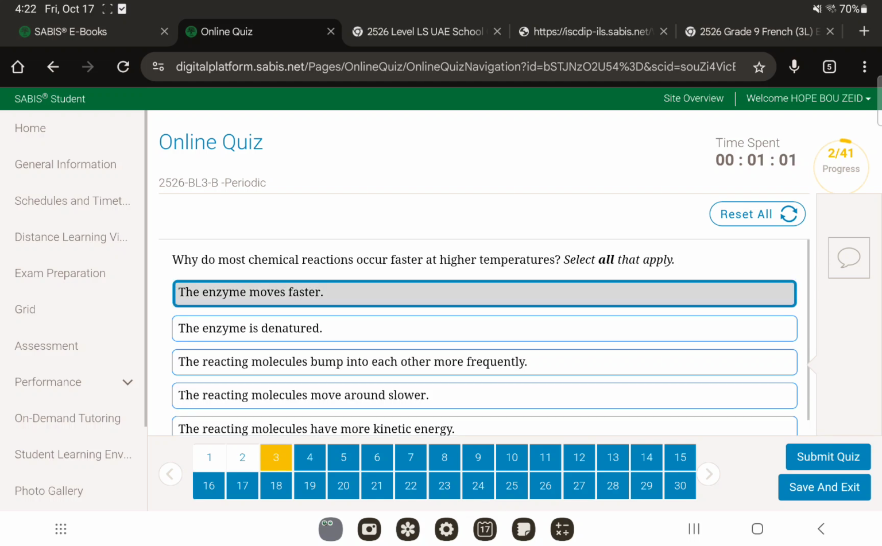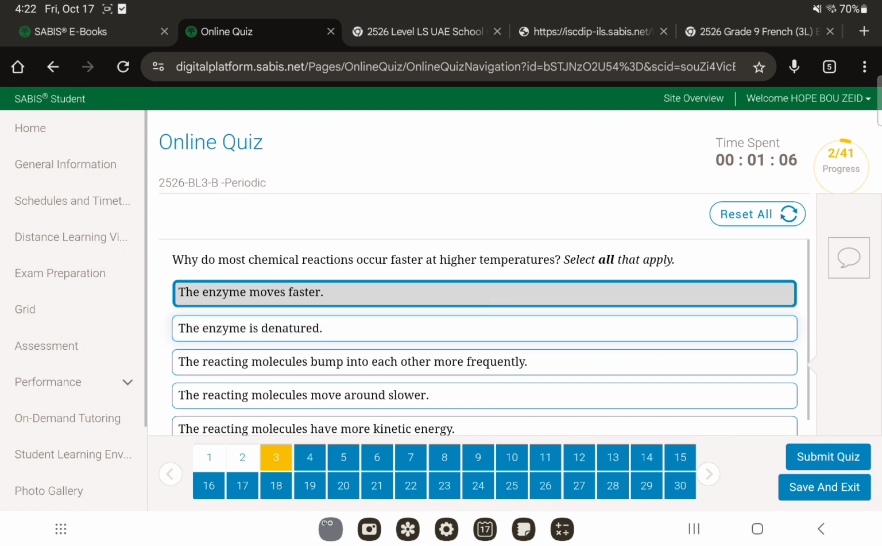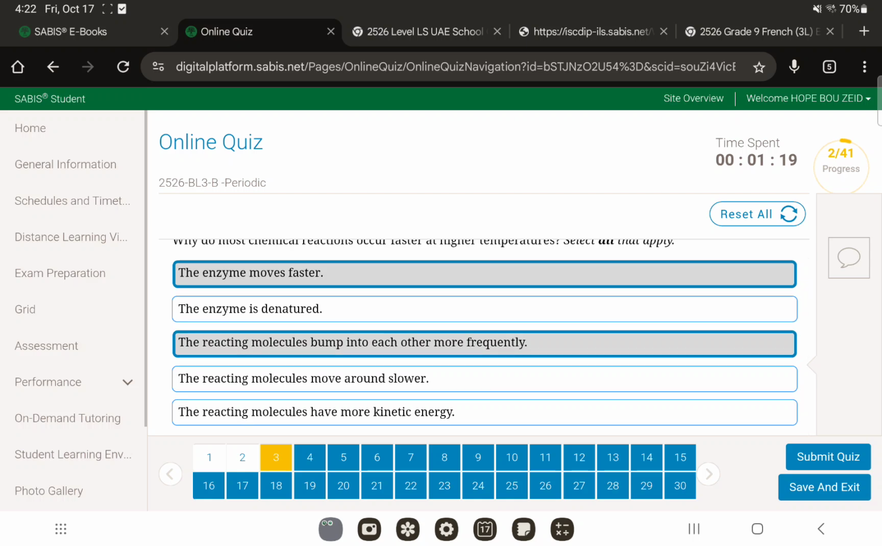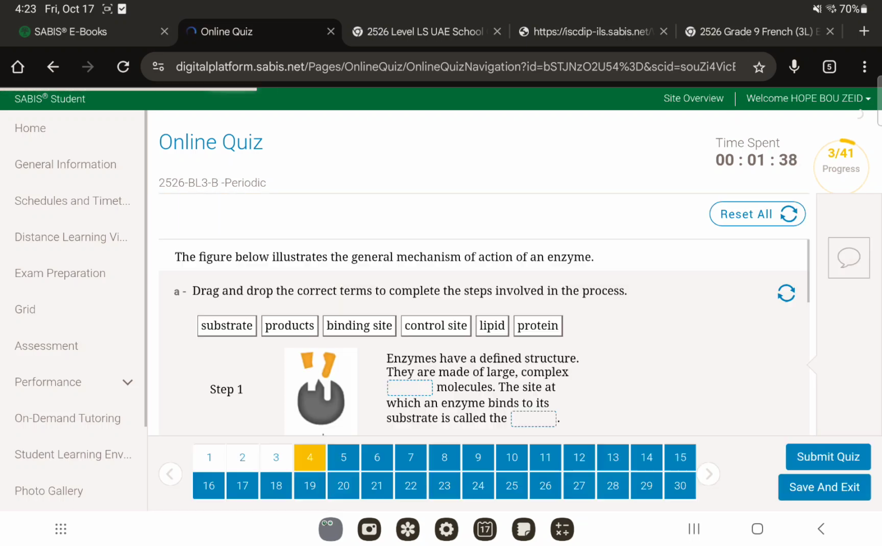The enzymes move faster. The enzyme is denatured. No, sorry. The enzyme moves faster. The reacting molecules bump into each other more frequently. Yes. The reacting molecules move around slower. No. The reacting molecules have more kinetic energy. Yes. The reason why they actually move faster, making them bump into each other more frequently, is because they have more kinetic energy from the heat or the rise in temperature in general.